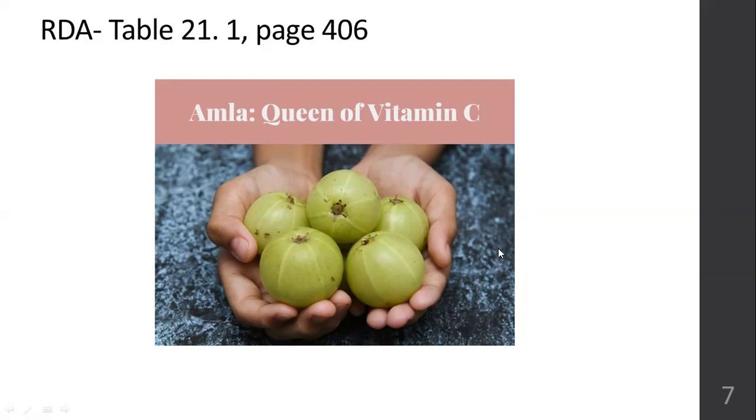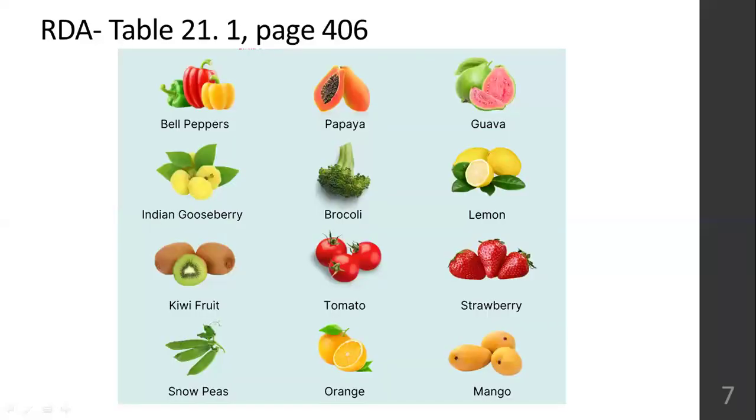Okay, you're adding lemon because lemon adds a good citrus flavor. And you know the cut open fruits have lost the vitamin C. Just by adding lime juice, you are adding the lost vitamin C back into the fruits. Okay, it's not that the lost vitamin C from the fruit will come back to life. No, it's not like that. You're just adding an additional source of vitamin C. Bell peppers, papaya, guava, Indian gooseberry, broccoli, lemon, kiwi fruits, tomatoes, strawberry, peas, orange, mango. These are all good sources of vitamin C.